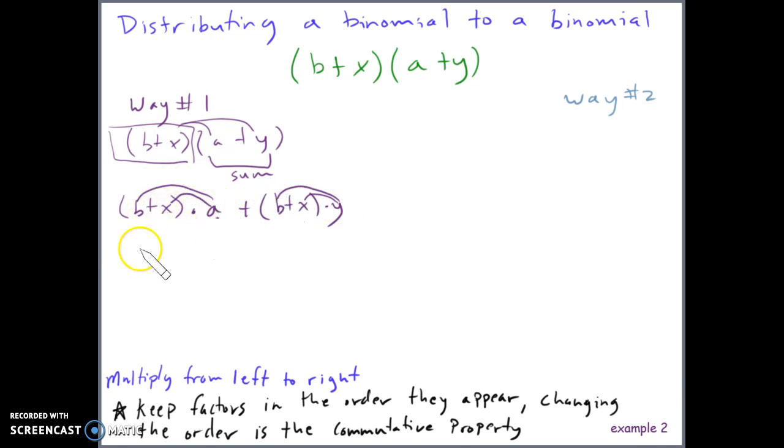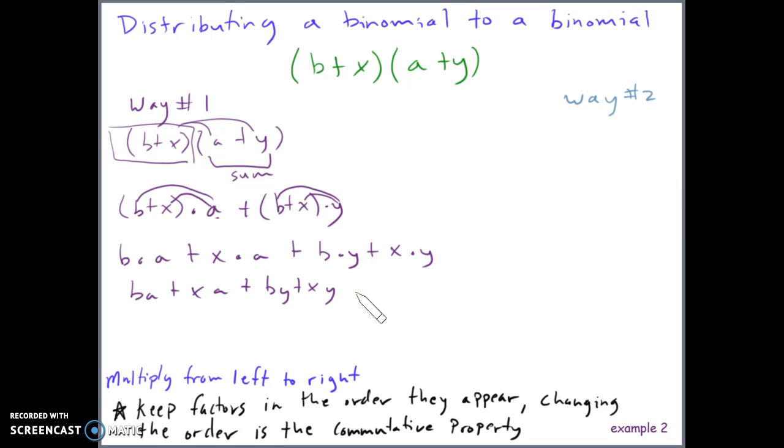And what we'd get here is we'd get b times a plus x times a. And x is listed first because it's further left than the a. Plus b times y plus x times y. Then we can just simplify this and say, okay, this is the same, ba plus xa plus by plus xy. So that's the first way we can distribute.